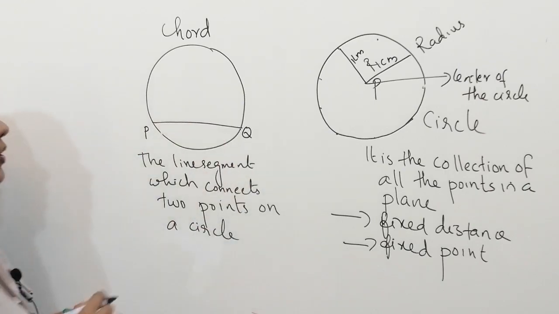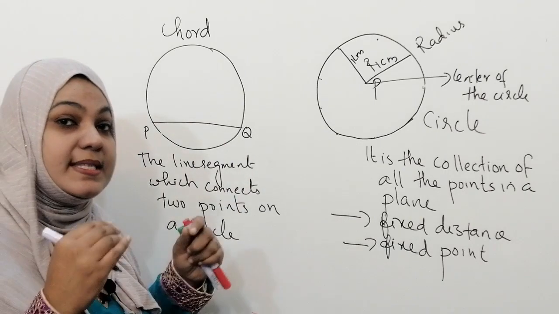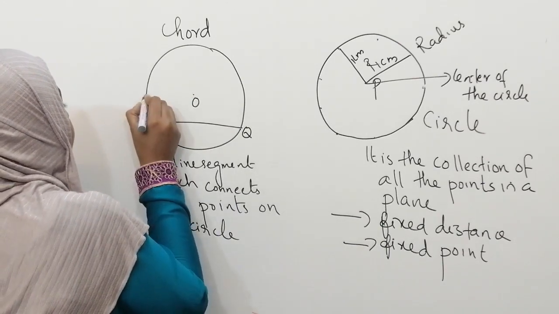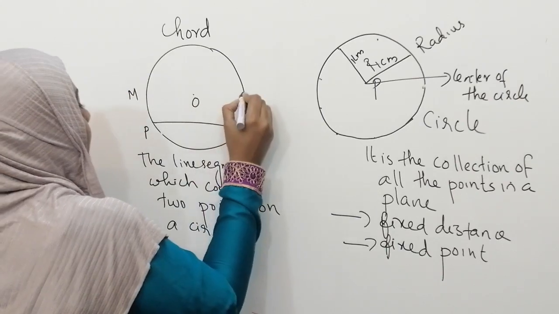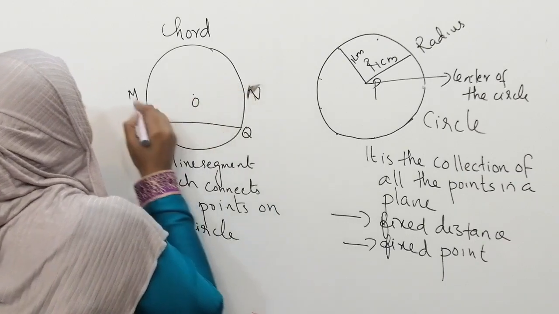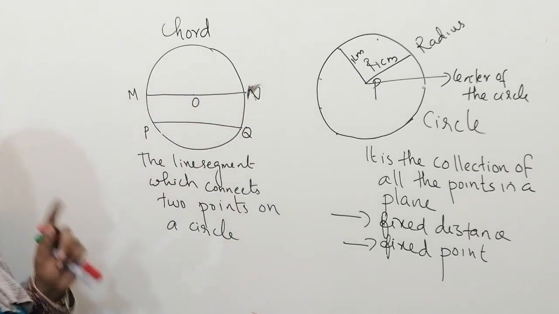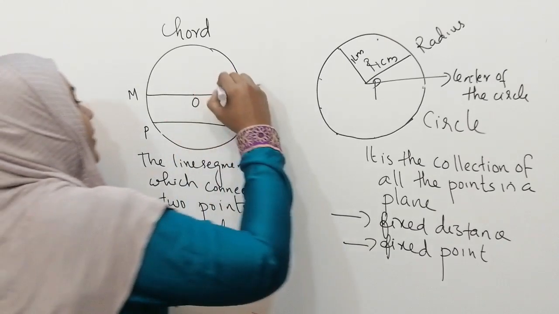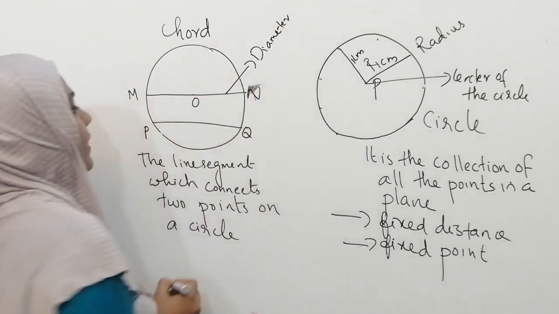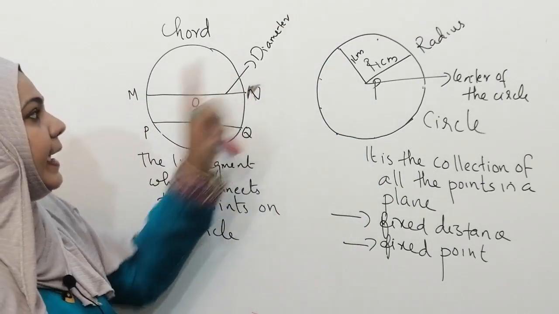So this is chord. Now suppose this chord passes through the center of the circle. Here you can see this is the center. So I am marking another 2 points. If this chord passes through the center of the circle, at that time it is called diameter of the circle. Diameter of the circle. So the longest chord of a circle is called diameter.